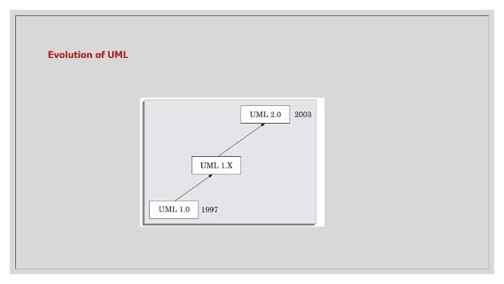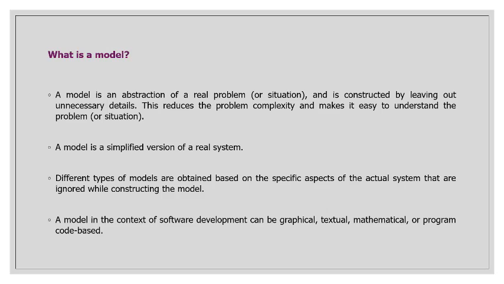Before we discuss the features of UML in detail, it is important to understand what a model is. A model is an abstraction of a real problem or situation, and is constructed by leaving out unnecessary details. It reduces the problem complexity and makes it easy to understand the problem or situation. It is a simplified version of a real system, capturing aspects important for some application while omitting the rest.